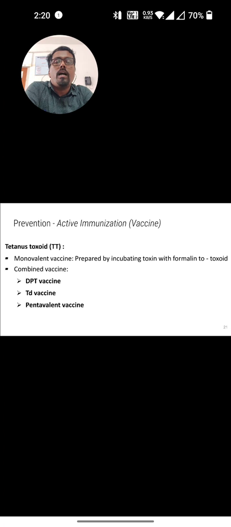In the prevention part, we can have active immunization, that is a vaccine. Tetanus toxoid TT injection can be given as a monovalent vaccine prepared by incubating toxin with formalin to make toxoid. I told already that it is a formol toxoid. It is also given as a combined vaccine in the form of DPT, TD vaccine or pentavalent vaccine.